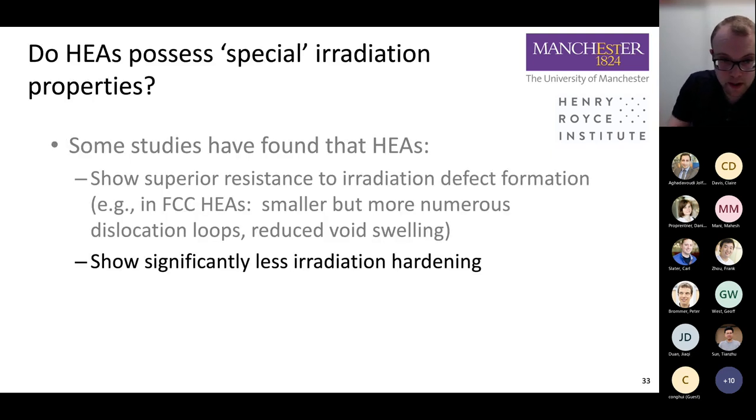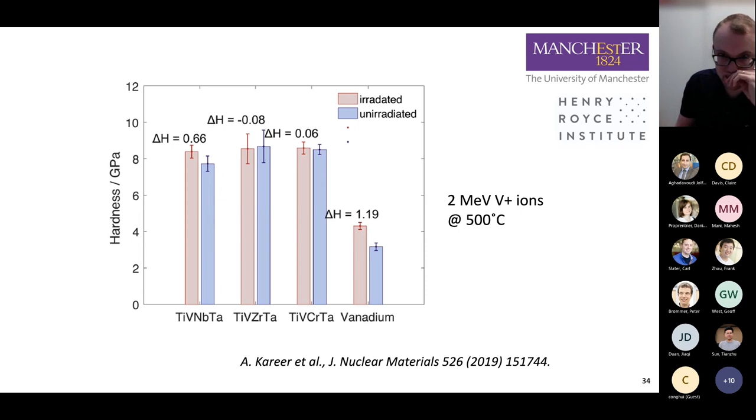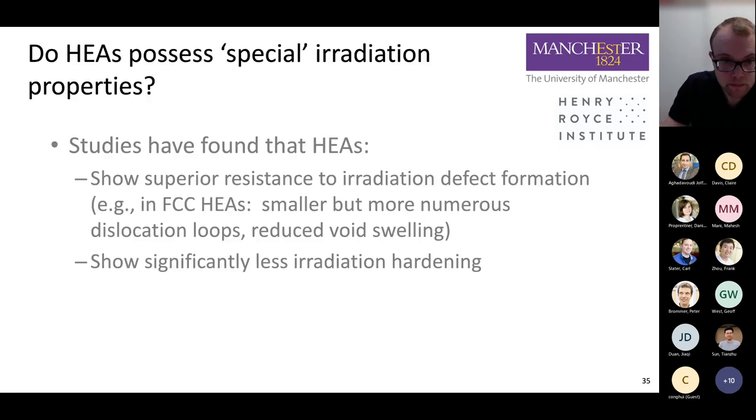Other things, we found that some high entropy alloys undergo significantly less irradiation hardening. So the hardening from all the defects that are formed. So for instance, this is the irradiated versus the unirradiated state here. We can see that there's an increase in vanadium, but less of an increase in some of these concentrated alloys. So that's an interesting observation.